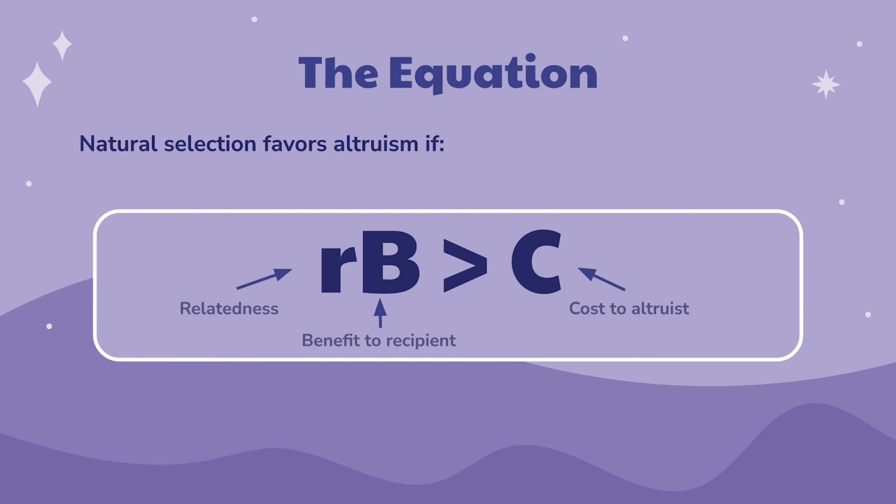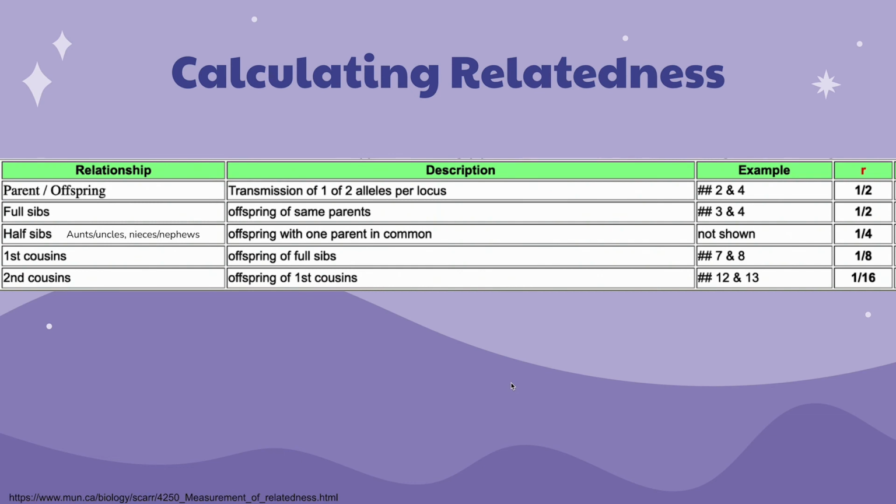So this is saying that natural selection favors altruism if the relatedness times the benefit to the recipient is greater than the cost to the altruist. So I'll show how you can find each of them and use it to solve some problems. So in terms of relatedness, it's good to just remember some of these. You can calculate it with a pedigree or a family tree, but I think it's just easier to remember them.